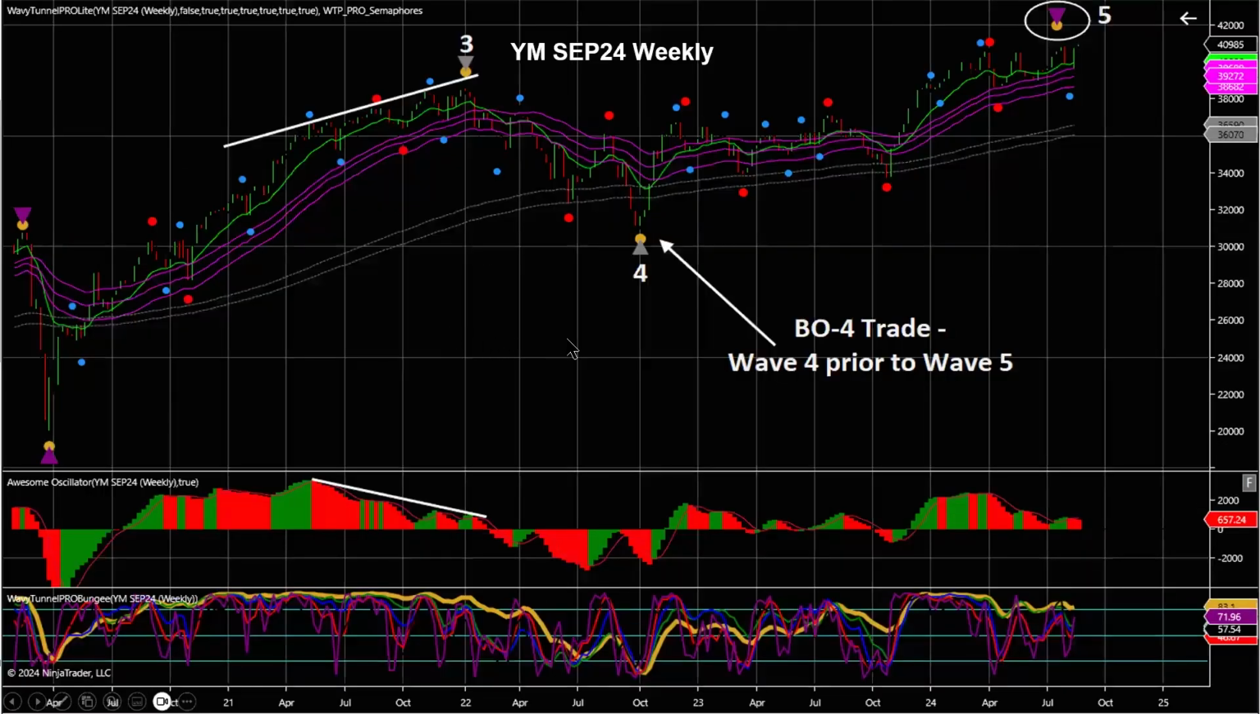Here's another example. I already showed you the ES on the weekly, so this is the same story. Okay, we have the gray arrow here. First we had a purple and then we have the gray arrow here. We call this the breakout 4 trade, the end of wave C. And this is what it looks like. And you can see the divergence here, multiple divergence on here before we actually petered out and came down for a major correction.